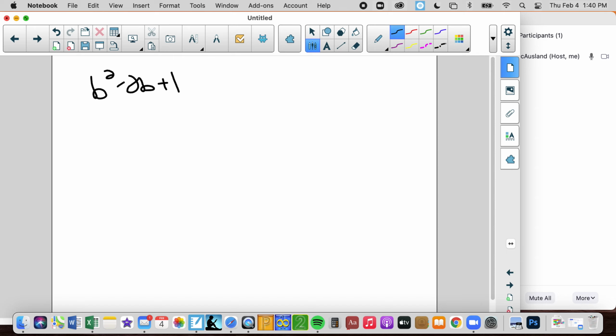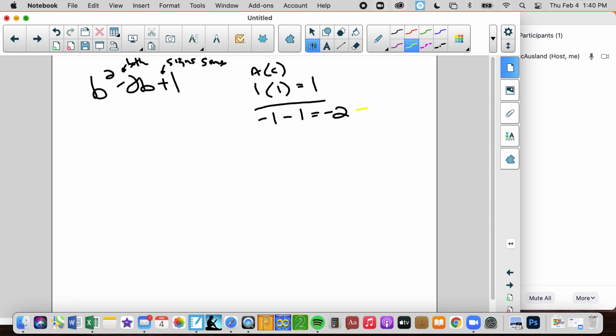Let's say we don't see that it's a binomial square. Since it has 3 terms, we can still do A times C. So A is 1, C is 1. 1 times 1 is 1. Factors of 1 are 1. I know that my signs are the same, and they're both negative. So negative 1, negative 1 makes negative 2. Is this equal to my middle? Yep. So I can continue with my A times C technique.